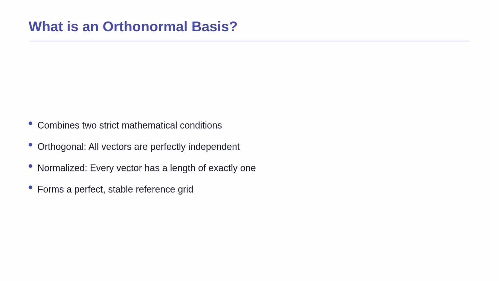Now, if every step you take is exactly 1 standard meter long, your measuring stick is normalized. When you combine perfectly independent directions with a standard measuring length of exactly 1, you get an orthonormal basis. It is the ultimate, most perfectly organized grid system for any mathematical space.